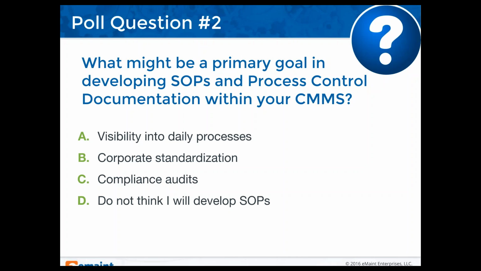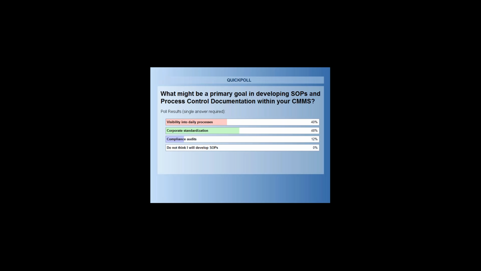All right, so a couple more people are voting, and let me leave this open for a few more moments, and then we're going to wrap up and get on with our Q&A. All right, so I'm closing the poll, and allow me to share it. So it looks like 40% are looking really for more visibility into the daily processes. 48%, nearly half, say it's for standardization, and about 12% say compliance. And good, no one, I guess no one who's lasted this long feels that they're not going to have SOPs. So back to you, Roy.